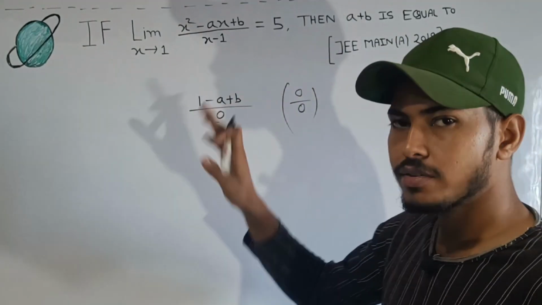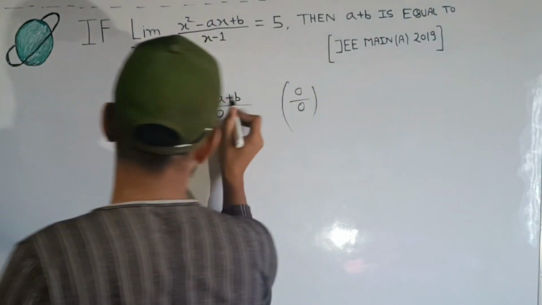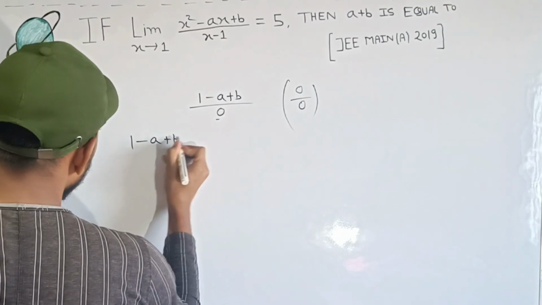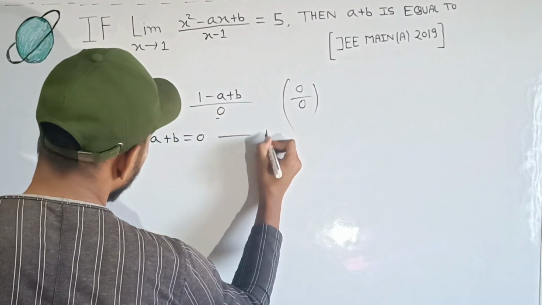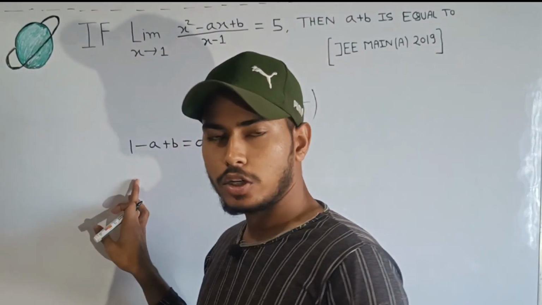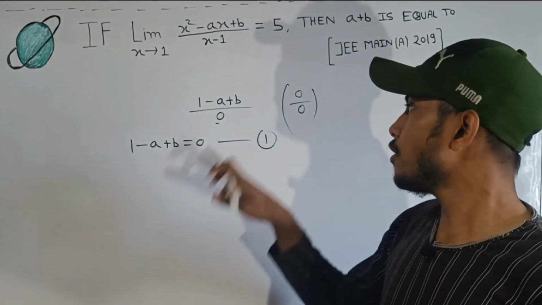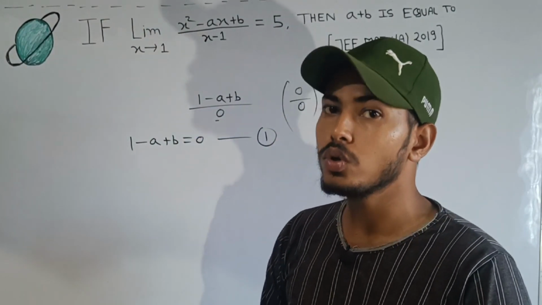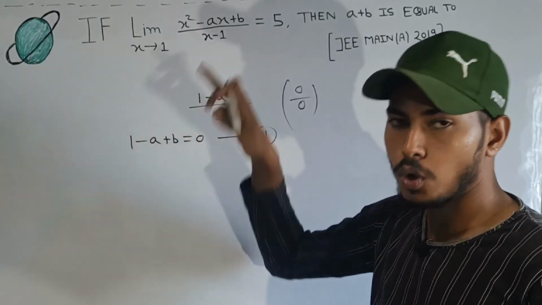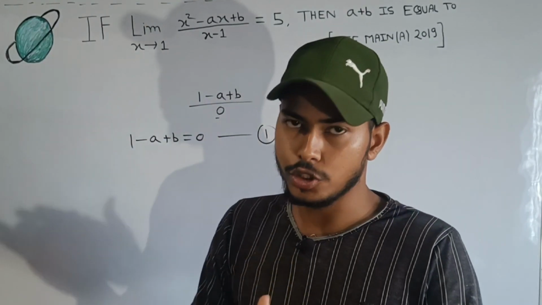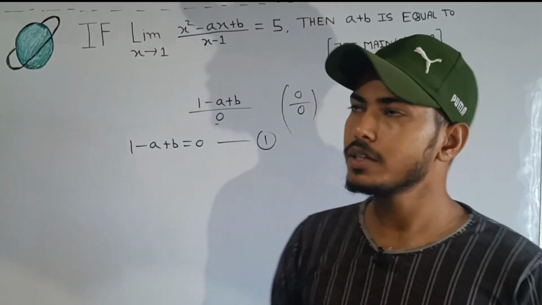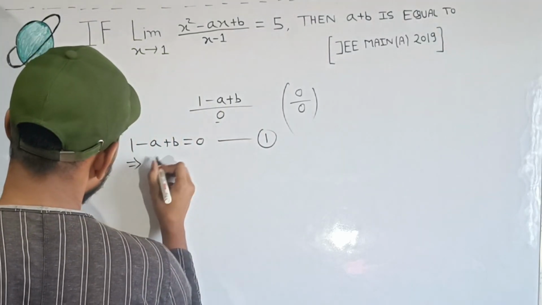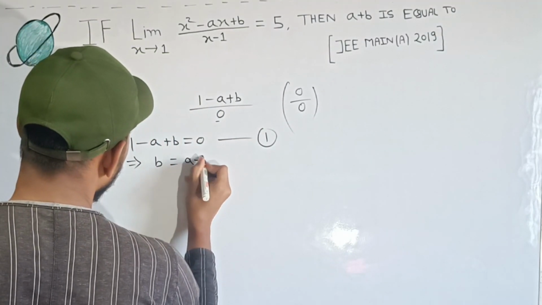So from here we shall get one equation: the numerator should also be equal to 0. Here the numerator is 1 minus a plus b, and that is equal to 0. This is our first equation, and we got it from this concept: if the denominator is equal to 0, then the numerator should also be equal to 0. Only then will this limit exist, because it forms a 0 by 0 indeterminate form. Now if you solve this equation, you shall get b equal to a minus 1, right?